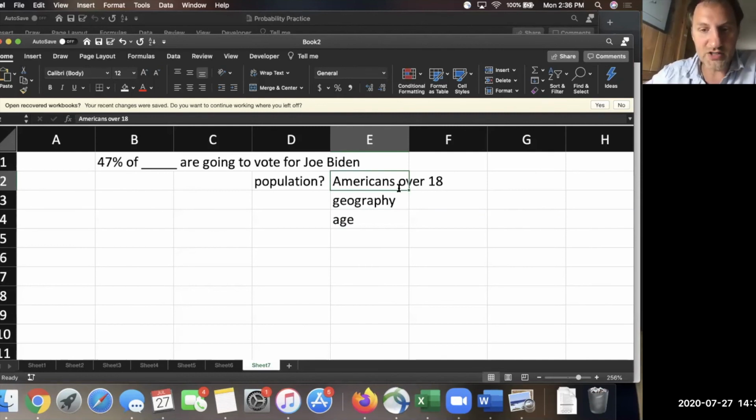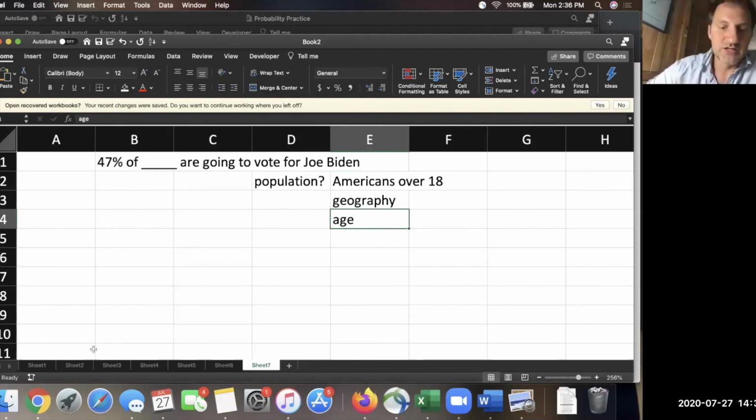Okay, so Americans over 18 deals with geography and age, because we're saying, and again, we're being a little vague about what we mean by Americans, but we're saying they need to be over 18 because we know that if you're not over 18, who cares how you're going to vote, right? So we're not going to ask you.